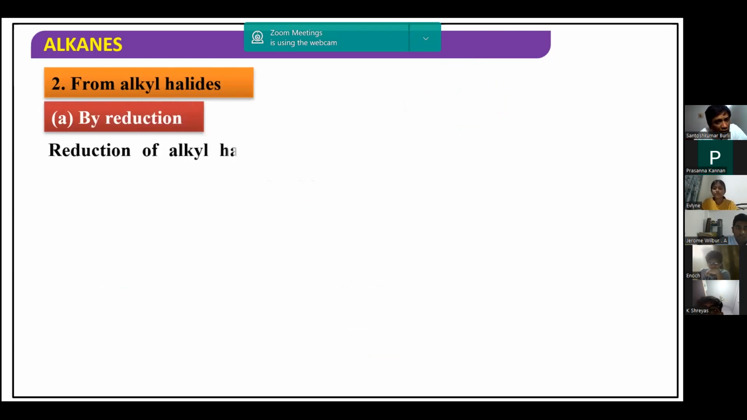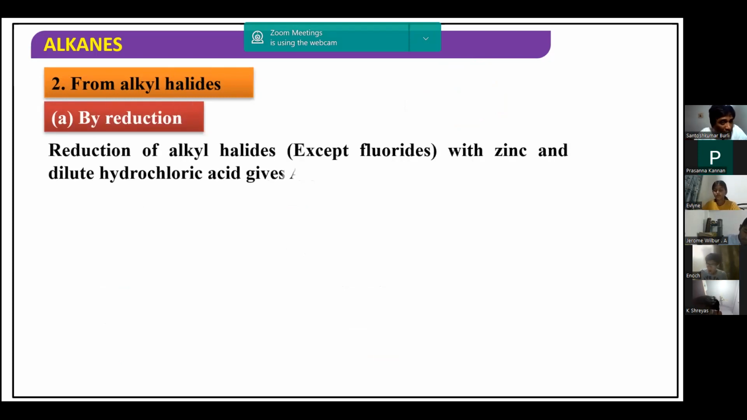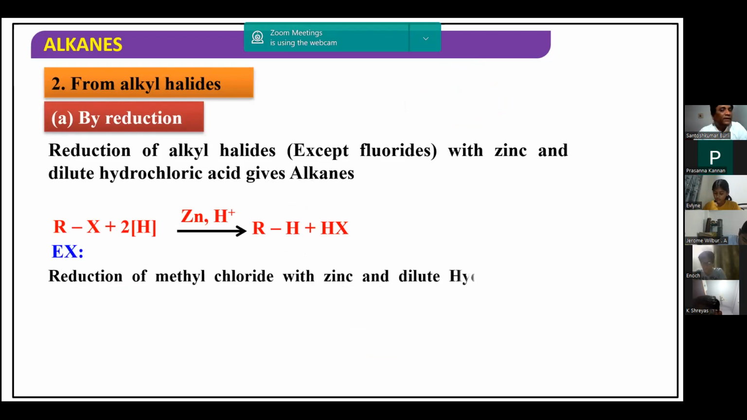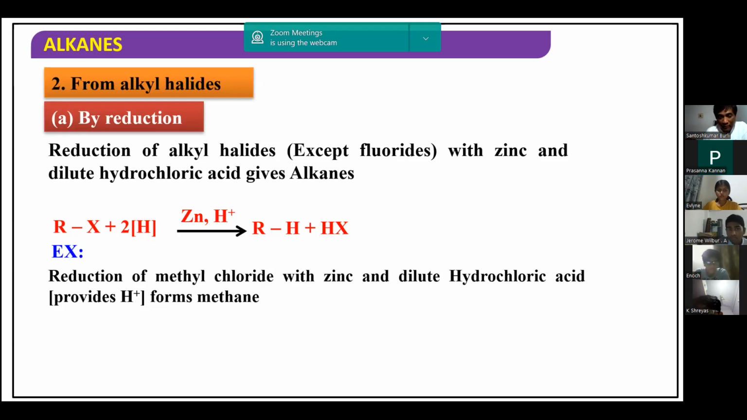Yes. Next one is another method, from alkyl halides, by the reduction process. So we call it reduction. Why do we call it reduction? Because, you know, the reduction process is removal of an electronegative element, or addition of an electropositive element, or addition of hydrogen. Here X is an electronegative element. If this is removed, by adding an electropositive element to this, we can call it reduction. That's why alkyl halides undergo reduction, except fluorides, because the C-F bond is very strong, and by this method it is very difficult to break the C-F bond.